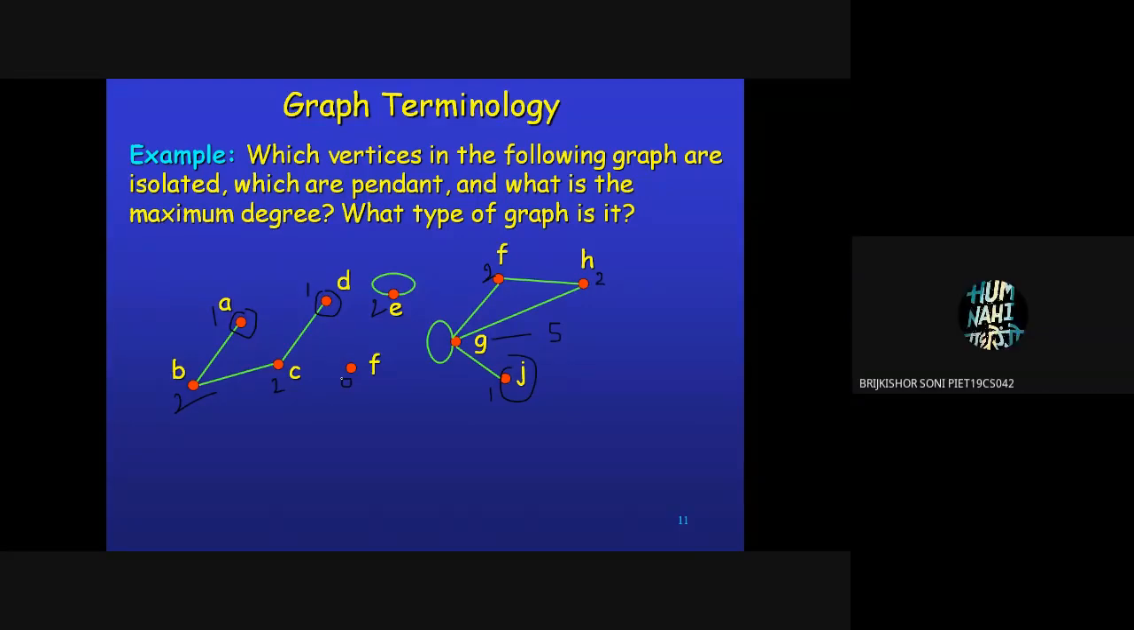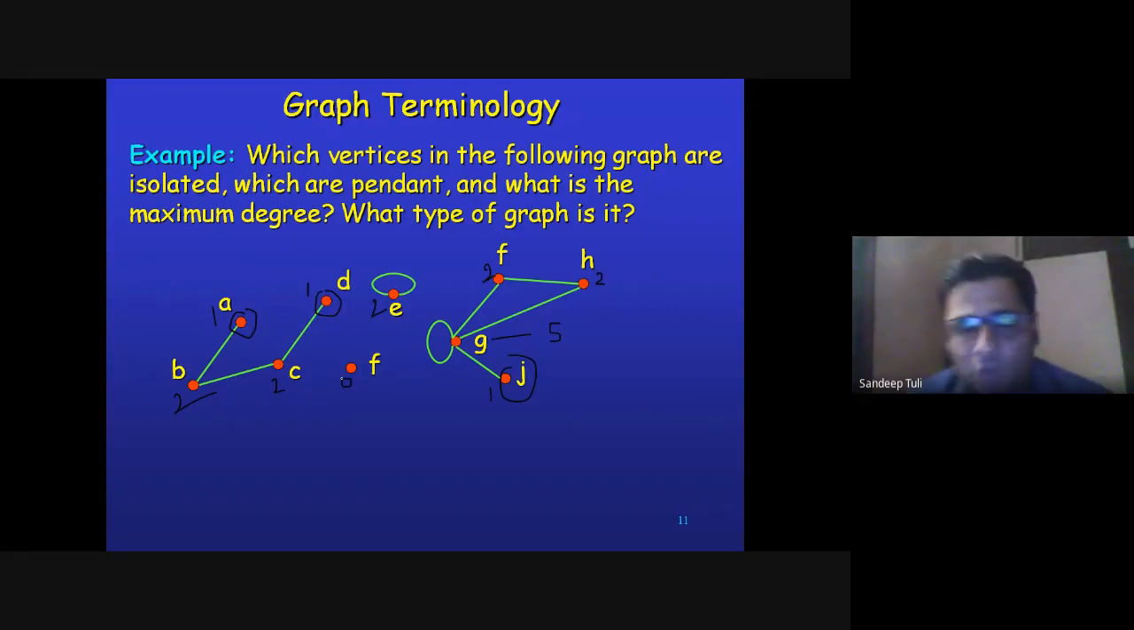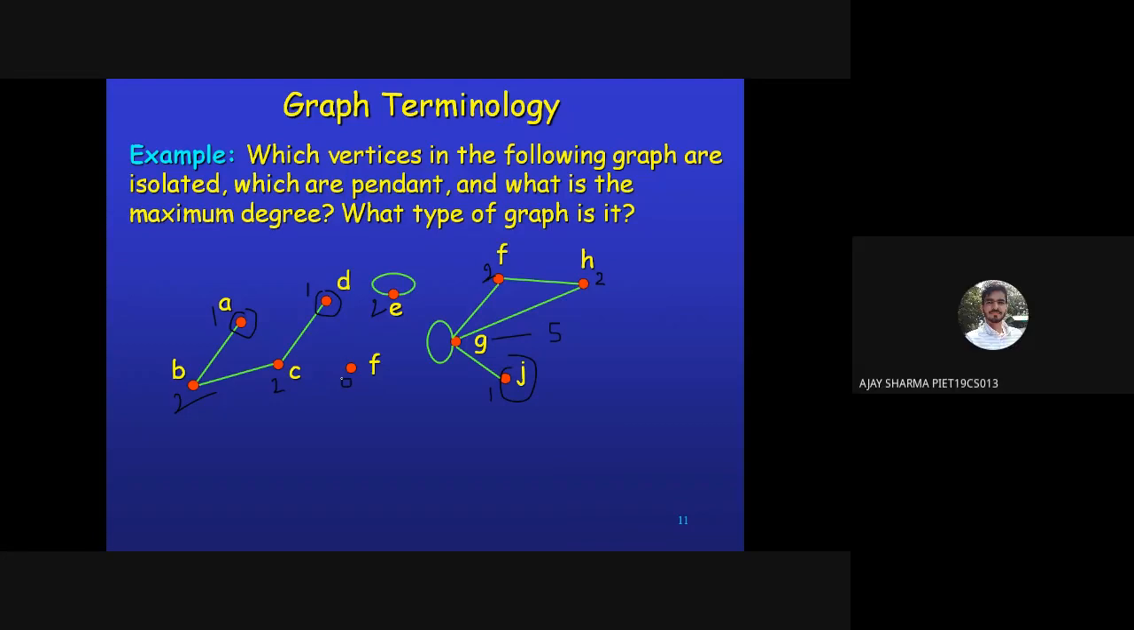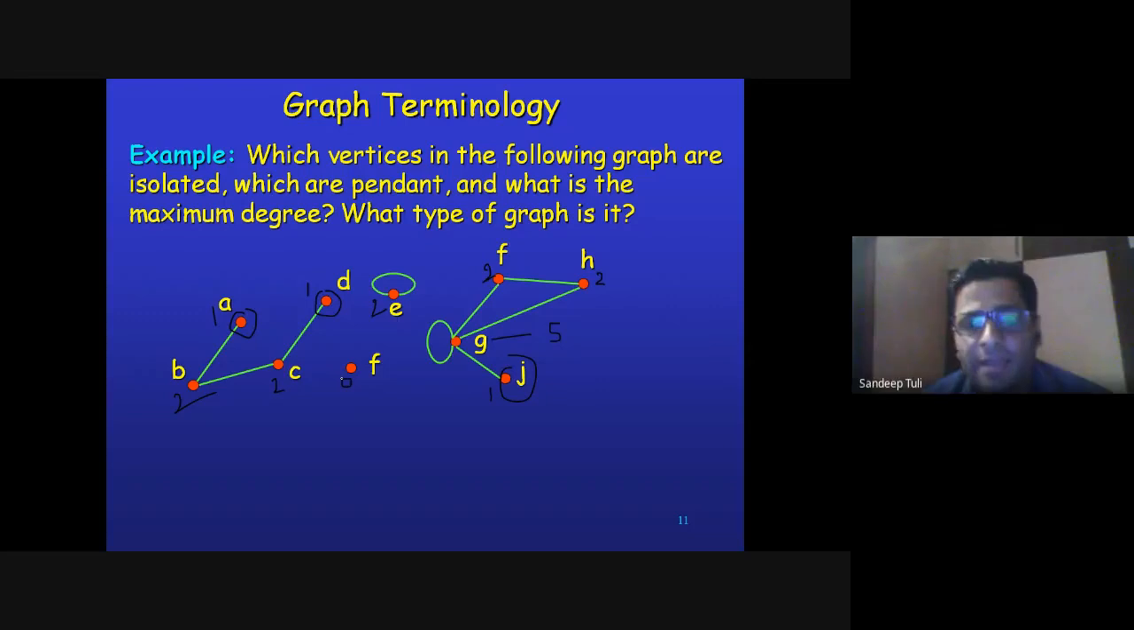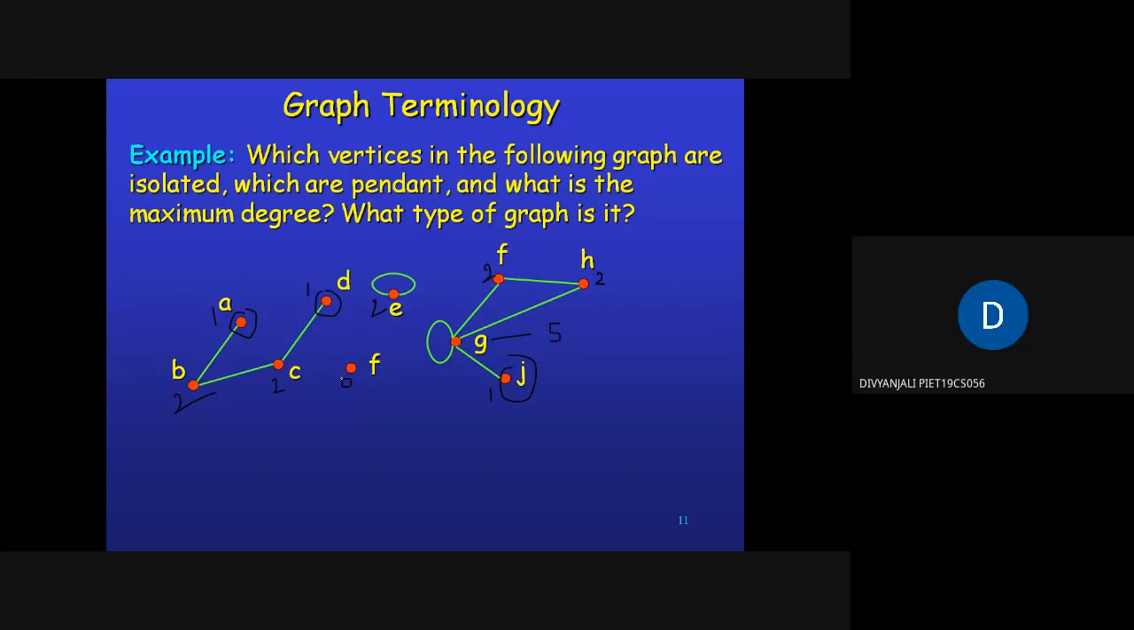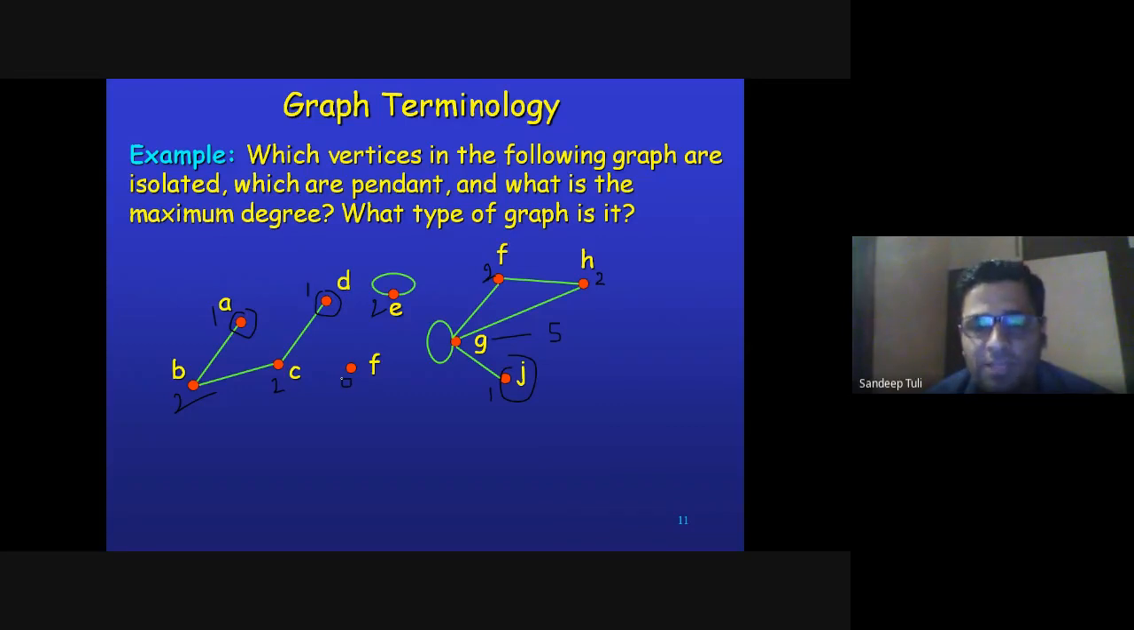9. Who said 11? 7. Ajay, 7. Yes, sir, I counted the loop twice. Okay. 9. Is loop not an edge? Yes, sir, it's an edge. It is 9. We'll count the loop as once only. Yes, loop will also be an edge. Actually, it is a self edge. So it is considered a single edge only.